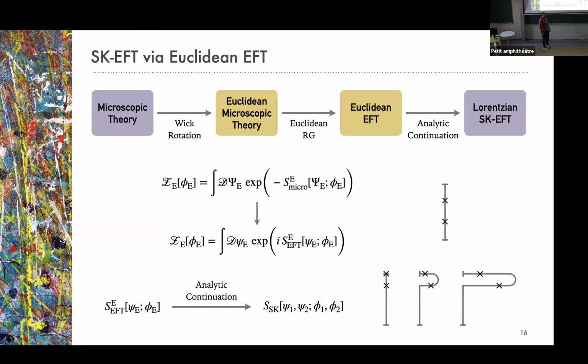Good. Now, how do I actually do this RG procedure? The thing that we found useful is that you can start with your microscopic theory, and rather than trying to run the RG in real time, you first do a Wick rotation. By which I mean that rather than computing correlation functions on a contour like this, you compute correlation functions on a contour that just runs in imaginary time, and you do operator insertions in imaginary time. So this is your Euclidean version of the theory.